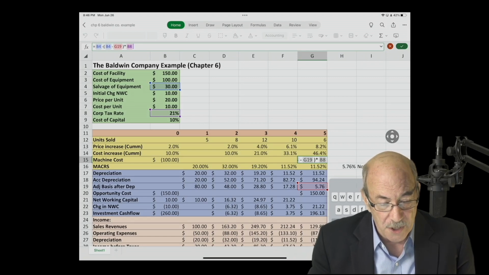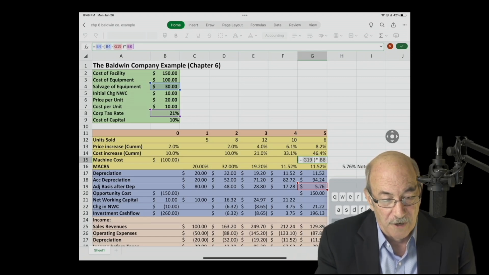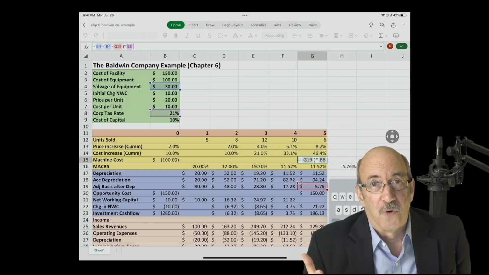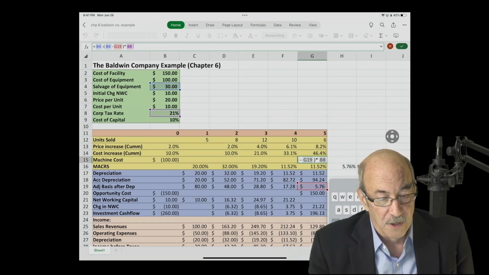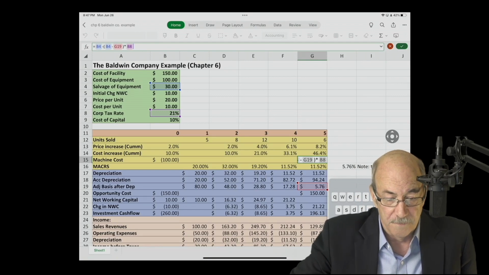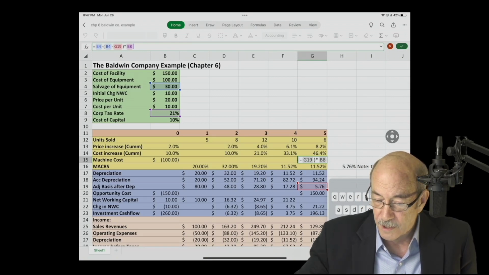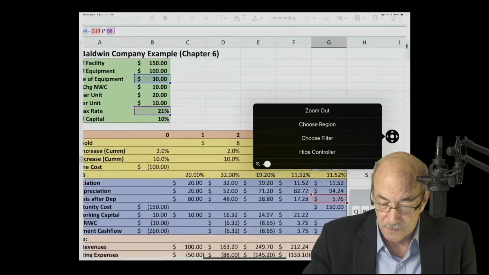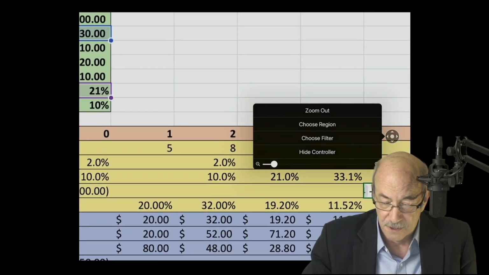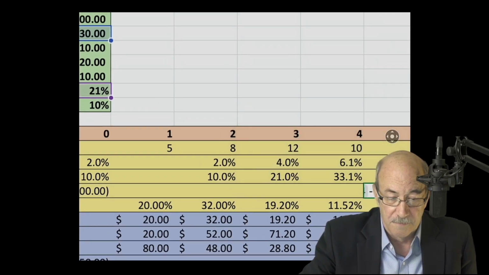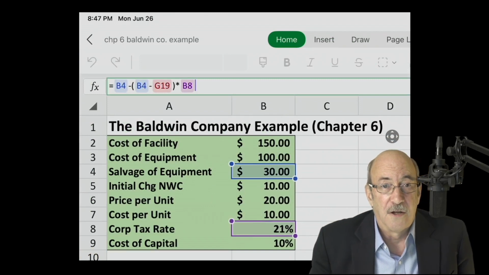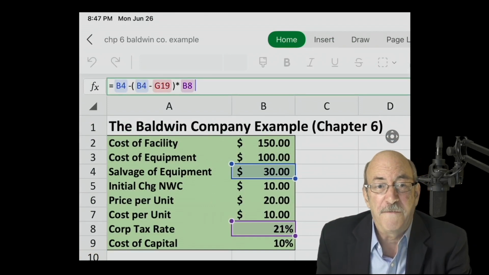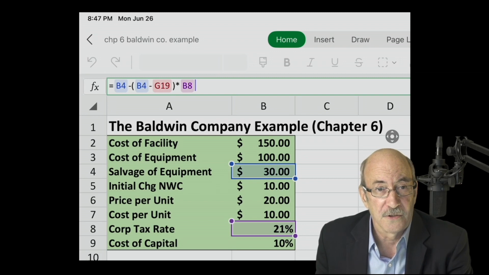Okay, so that's why you also notice that I'm referencing B8, which is the corporate tax rate. So let's walk through the formula. I'll zoom in. Let's see, I don't want to zoom in quite so far. Let's leave it at that. All right, notice up here, I've got B4 minus, and then that thing in parentheses, times B8.